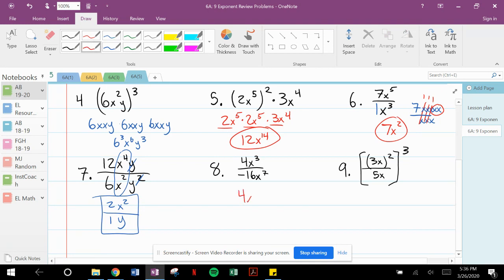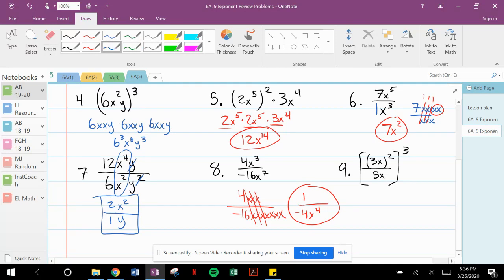Number 8, 4 followed by 3 x's divided by negative 16 followed by 7 x's. 4 divided by negative 16 reduces to 1 over negative 4. And I can get rid of 1, 2, 3 x's, which means we have x to the 4th left over. Notice that you still have that 1 on top. A lot of people want to just call this negative 4x to the 4th. But remember, that's underneath 1, so it's not just by itself.